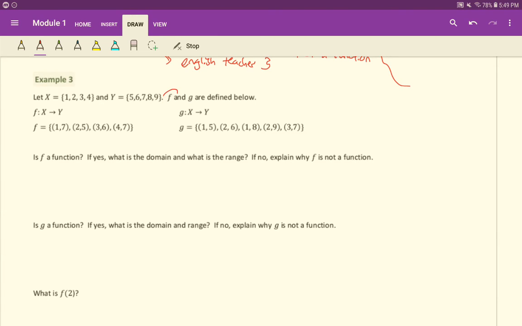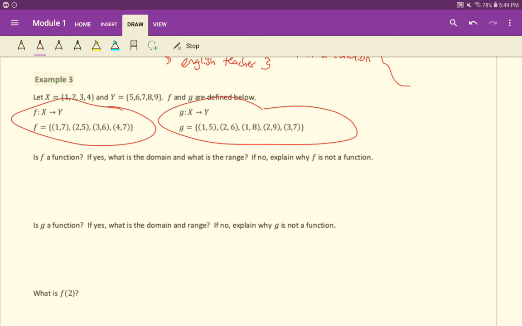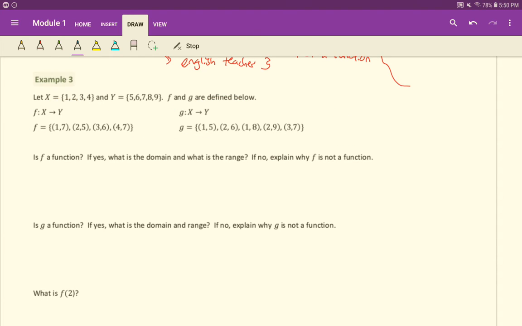We can tell because we have an f and a g, so two different functions here. Well, actually we're going to see if they're functions in a second, so I shouldn't say they're functions. Maybe we can call them relations, and they are defined below. So here is f and here is g. We'll draw a little divider line here to keep these things separate.